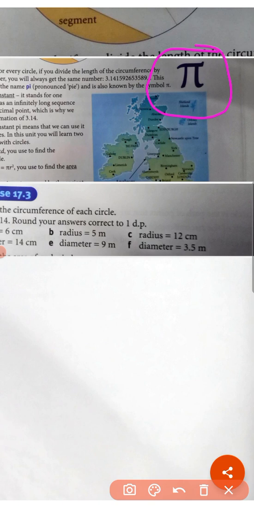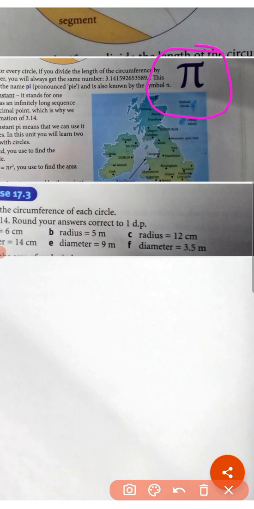That is, if we divide the length of the circumference by the length of the diameter, we will always get the same number. That number is constant because it is the same. So it is known as a constant. Constant means something that does not change.